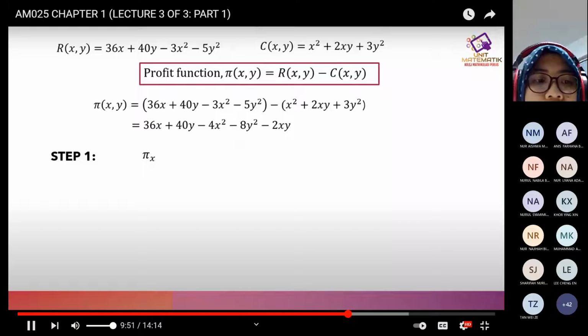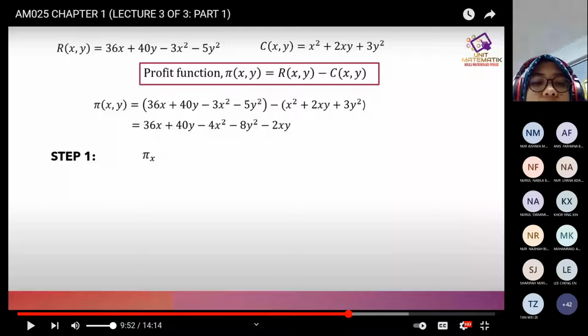Okay, we differentiate the profit function. Okay, nampak tak? Okay, dah dapat apa yang soalan nak, which is soalan ask for profit function. So now you get your profit function here. Okay, so this is your profit function. And then you can start with your step 1. Okay, step 1. What you need to do for step 1? You need to find pi x, pi y, and then followed by step 2. And then step 3, step 4, and so on lah.